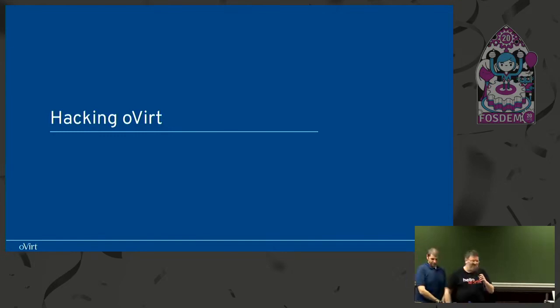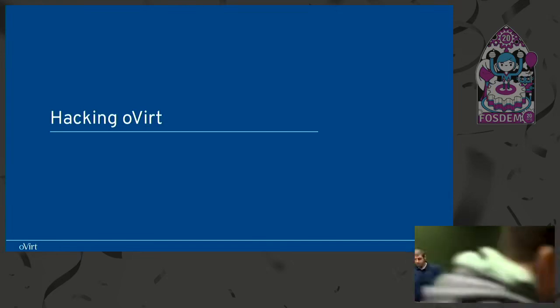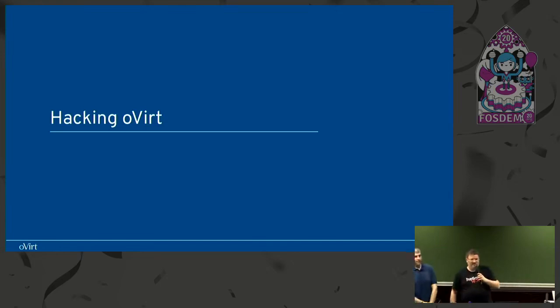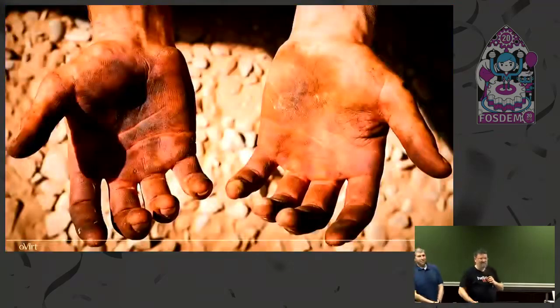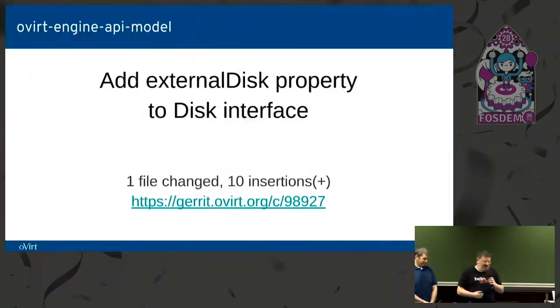So how can we actually implement this in Overt? Basically, you can do this flow without changing Overt code. If you create a disk, go to the disk directly and rebase it on an NBD URL. But we wanted something easier to use. So we have to dirty our hands with Overt code. First we need to change the Overt API model. Everything in Overt is designed using the API model.